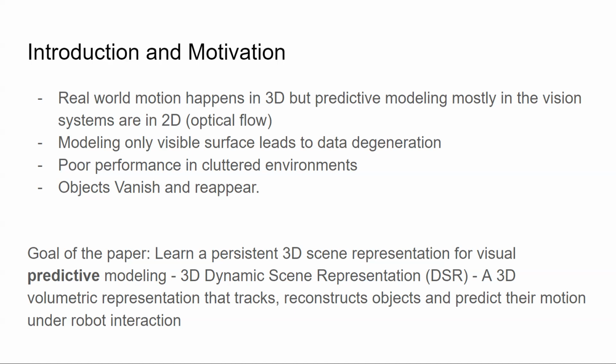So they are trying to have a predictive modeling approach for this visual representation. It is a 3D approach, a volumetric representation. It reconstructs the object, like if it is coming out of occlusion. I'll talk more about how the reconstruction happens later on, and it keeps predicting the motion under robot interaction.